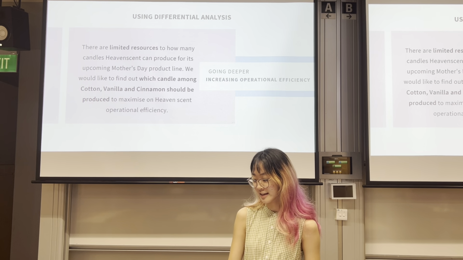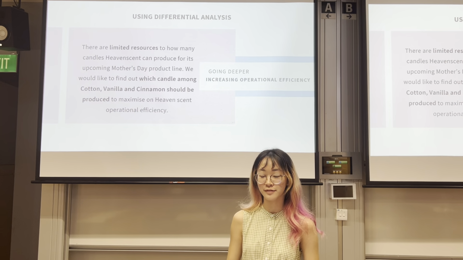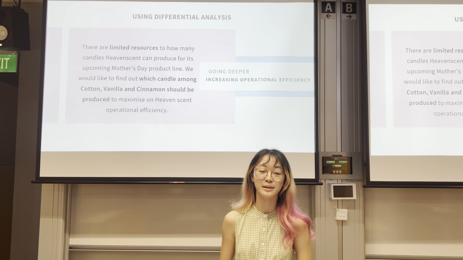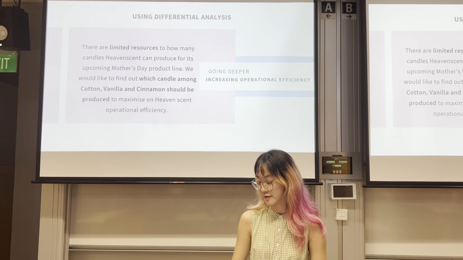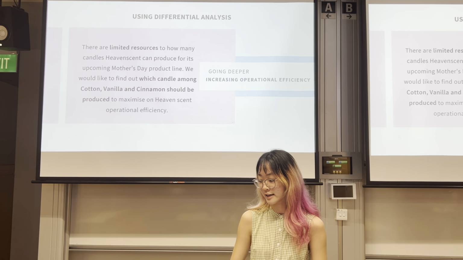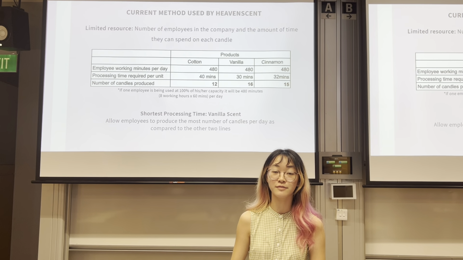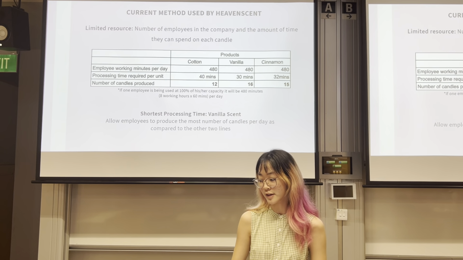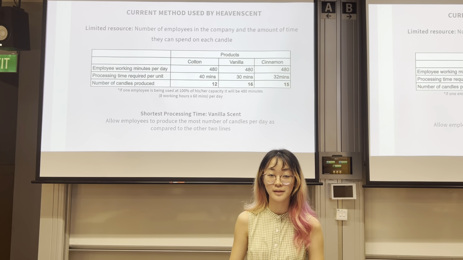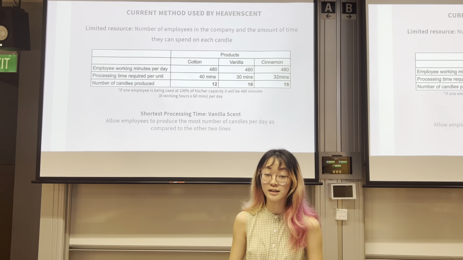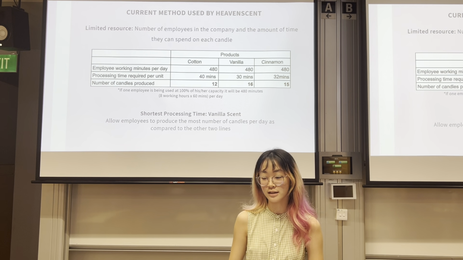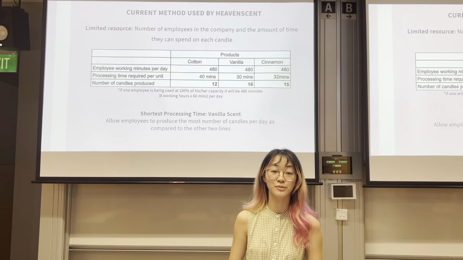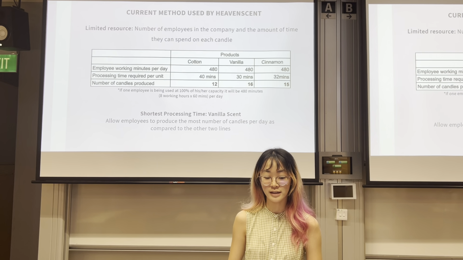Okay, so say Mother's Day is coming and due to limited resources, Heavenscent would like to maximize operational efficiency by choosing one candle to produce out of 3 different scents, the cotton, vanilla, and cinnamon. Heavenscent recognizes its limited resources to be its employees and the amount of time that they can spend on each candle. Since processing time of vanilla takes the shortest out of the 3, employees are able to produce the most number of vanilla candles compared to the other two, and hence they would choose to produce vanilla candles.